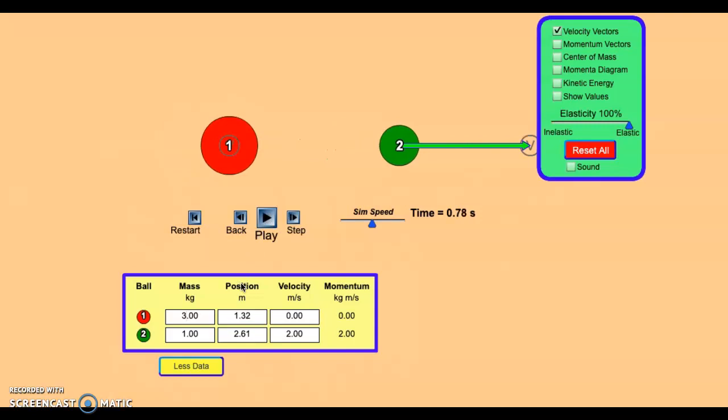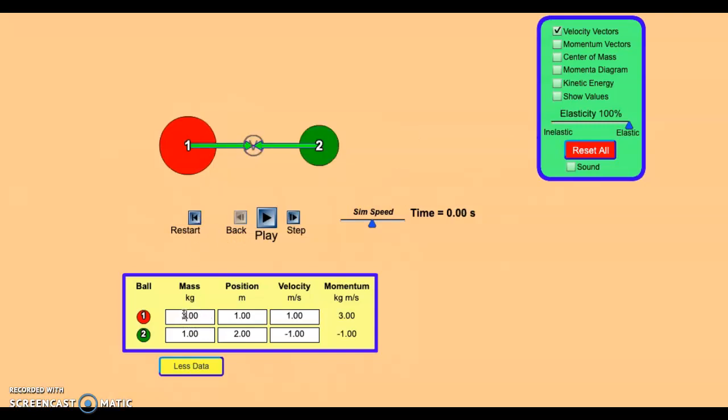And then finally, having 2 objects of equal mass, and they're moving in the same direction, but one object is moving faster than the other.